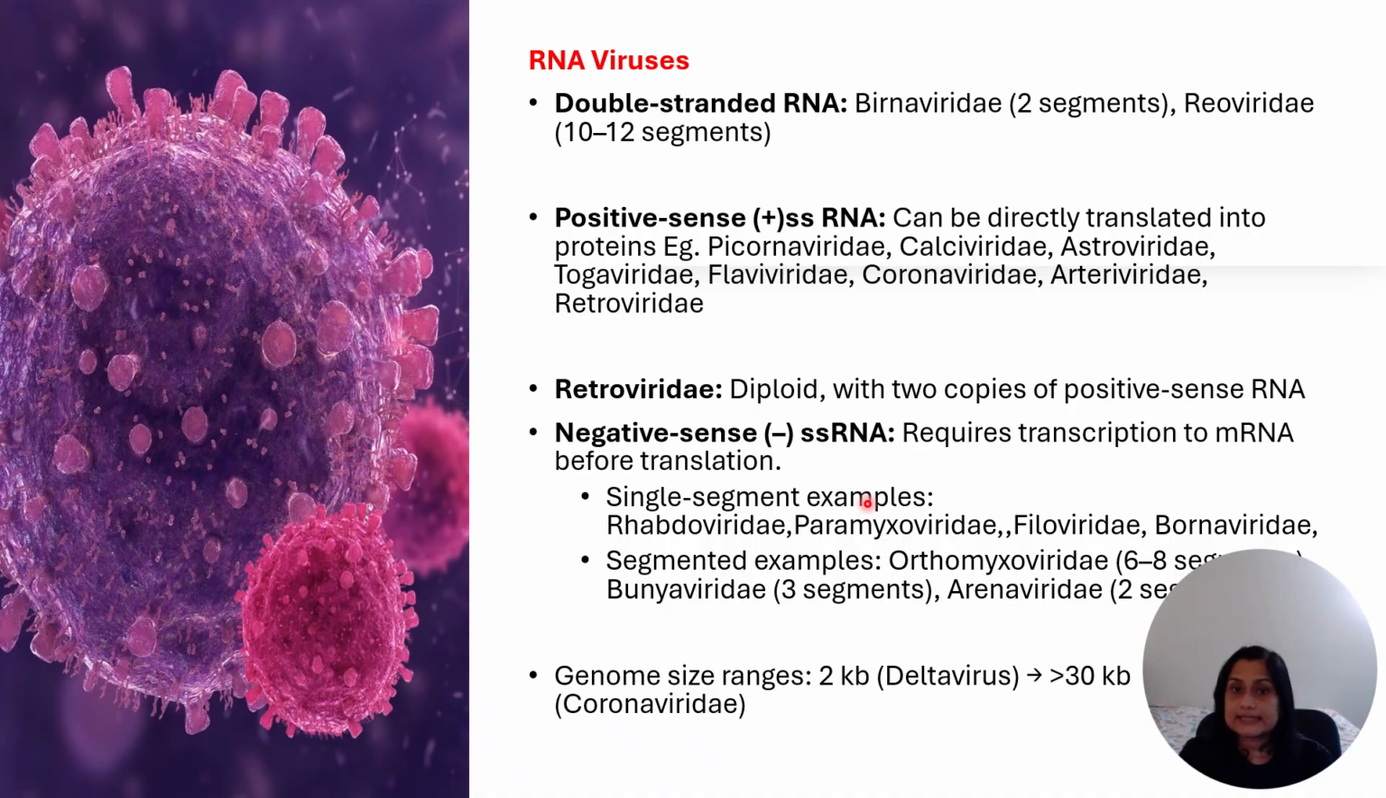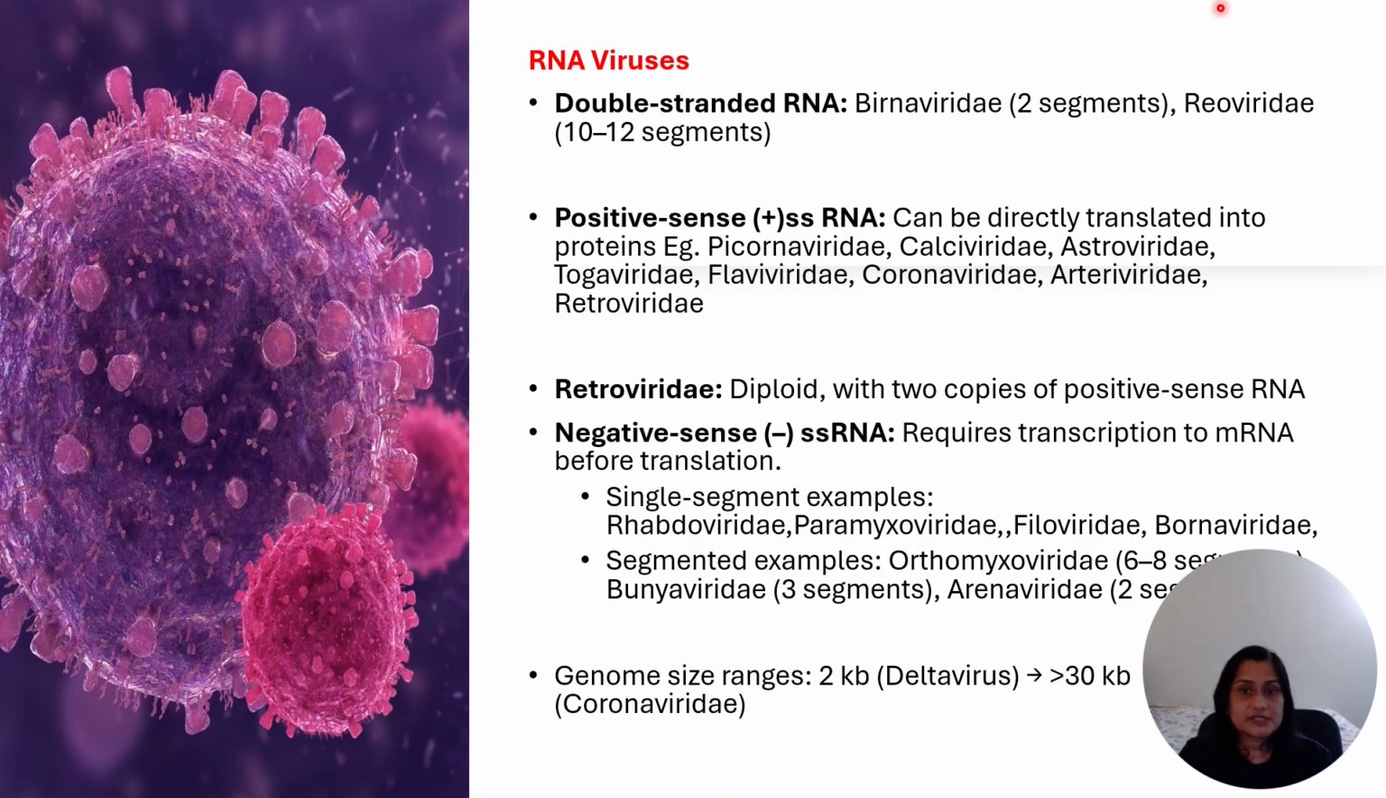Now let's look at the negative-sense single-stranded RNA viruses. They cannot be directly translated. Instead, they first need to be transcribed into an mRNA by an RNA-dependent RNA polymerase, usually coded by the virus, before protein synthesis can occur. That's why it is called negative-sense single-stranded RNA. Examples include Rhabdoviridae, Paramyxoviridae, Filoviridae, and Bornaviridae. Examples of segmented single-stranded RNA viruses include Orthomyxoviridae, with around 6 to 8 segments, Bunyaviridae with 3 segments, and Arenaviridae with 2 segments.